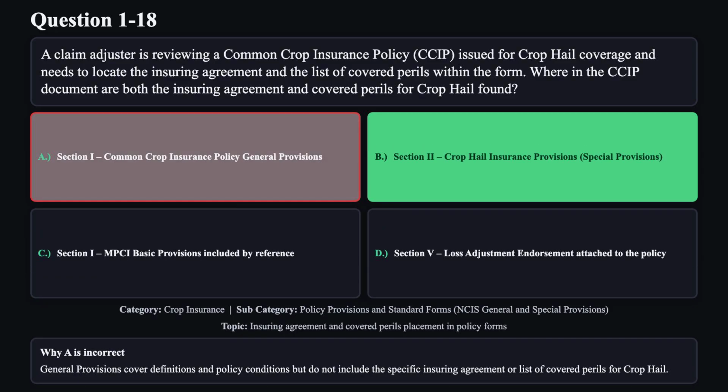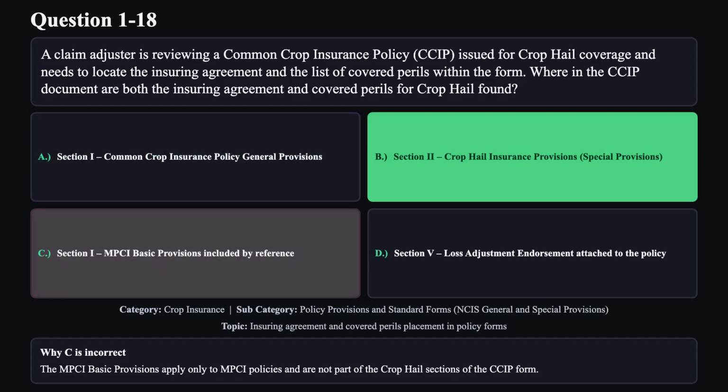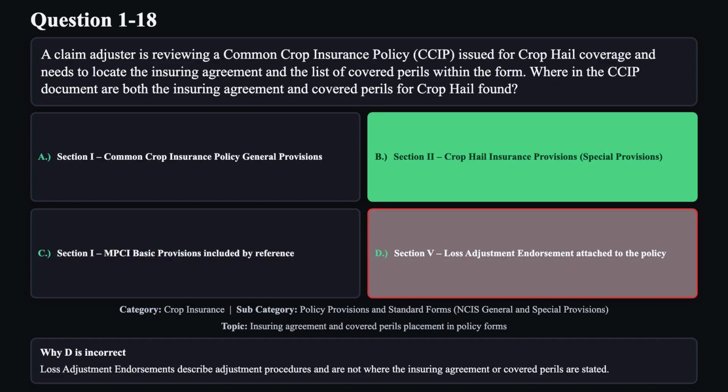Reason A is not correct. General provisions cover definitions and policy conditions, but do not include the specific insuring agreement or list of covered perils for crop hail. Reason C is not correct. The MPCI basic provisions apply only to MPCI policies and are not part of the crop hail sections of the CCIP form. Reason D is not correct. Loss adjustment endorsements describe adjustment procedures and are not where the insuring agreement or covered perils are stated.